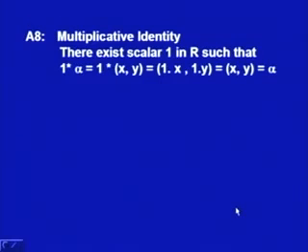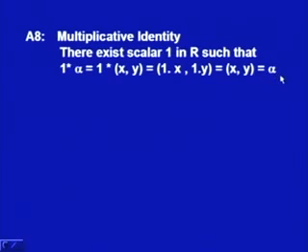So the last property is multiplicative identity. So we have to prove that there exists a scalar 1 in R which, when operated upon the vector alpha, it remains the same. So to check this we say 1 is that multiplicative identity. So 1 star alpha is equal to 1 star (x, y). We apply the definition of scalar multiplication. It is (1 · x, 1 · y), which is nothing but (x, y).